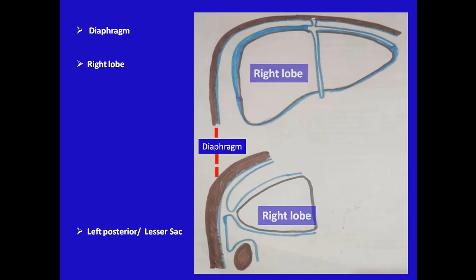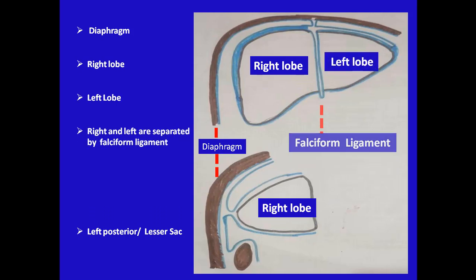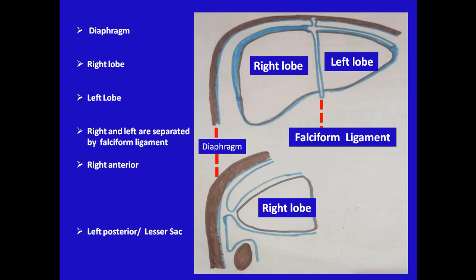It has right and left lobes. These lobes are separated from each other by the falciform ligament, thus dividing the liver into right and left anatomical lobes. The right anterior subphrenic space can be appreciated.